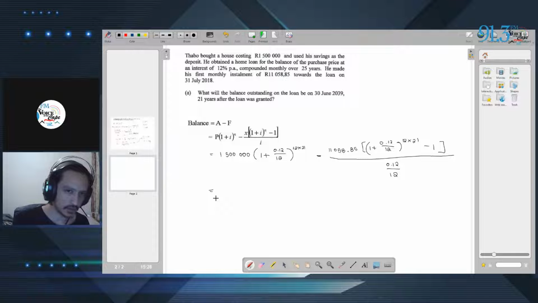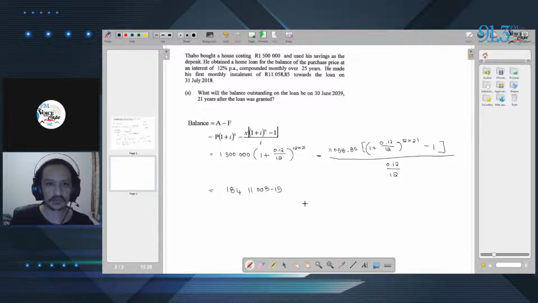Input this information on my calculator. 1,500,000, that's right. 1 plus 0.12 over 12. Close that bracket. Sorry, give me a second. Why are you not closing the formula? Here we go. To the power of 12 times 21. That gives me a value of 18,411,003.15. Now we go here.